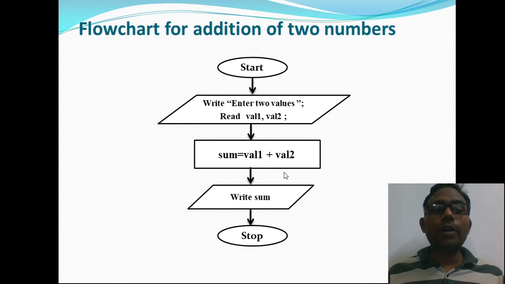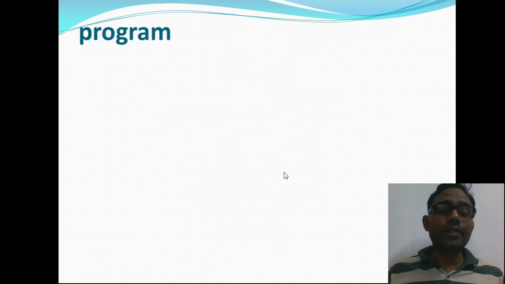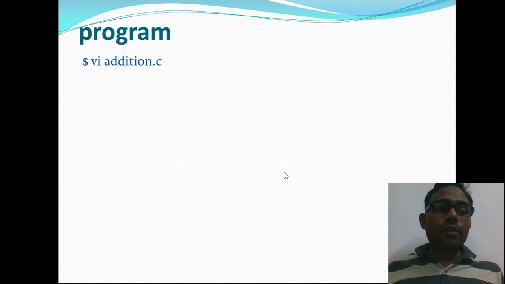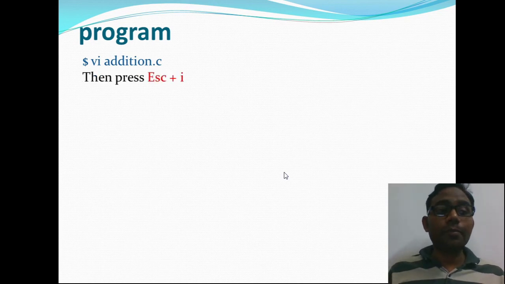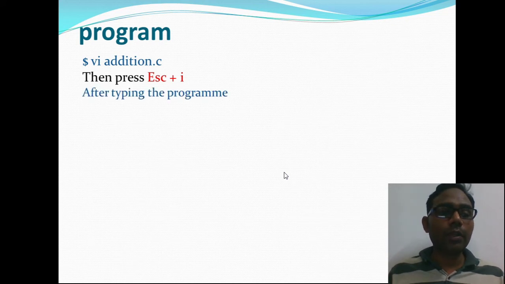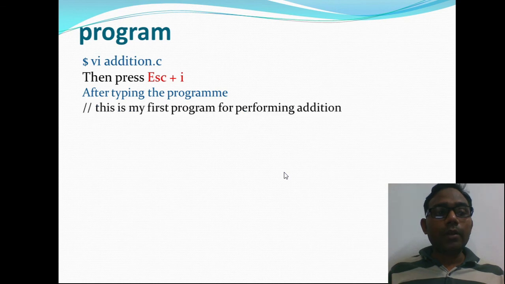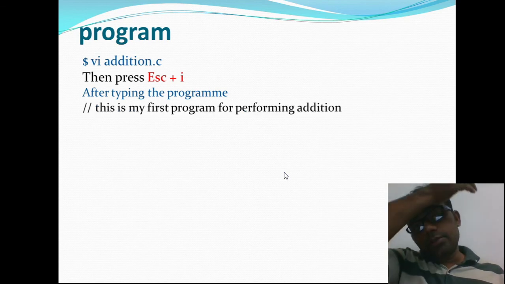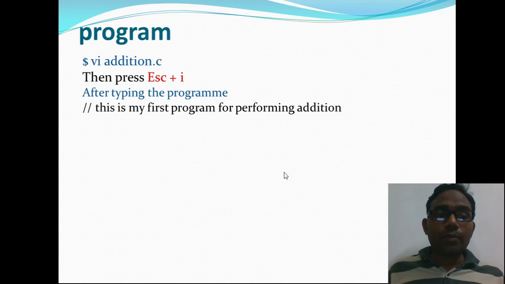Now the same code we are going to write in C program. First of all, you're going to write dollar VI addition dot C in the link provided. Then press escape plus I for entering into insert mode. Then after typing the program, you need to type this program, that is, this is my first program for performing addition. This is documentation, optional. You may write, you may not.